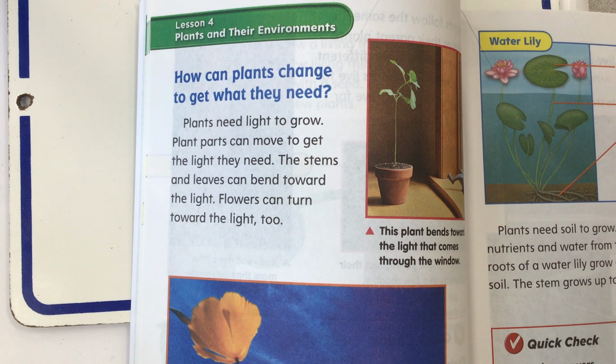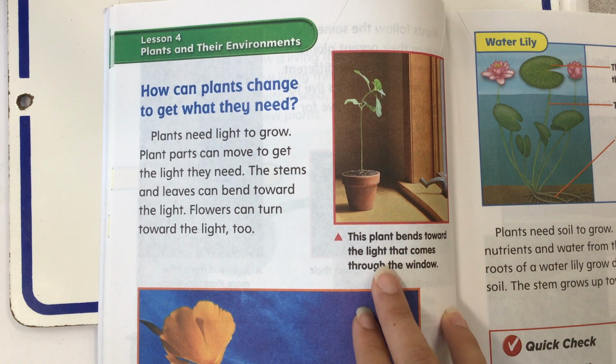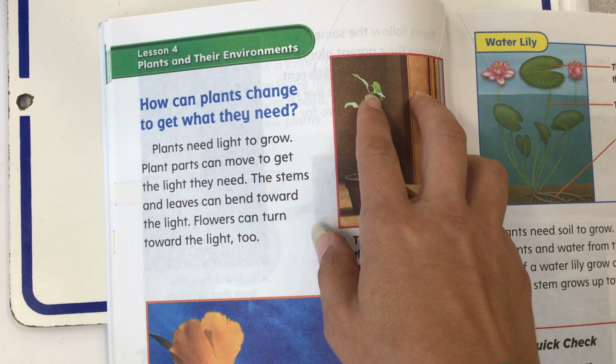Plants need light to grow. Plant parts can move to get the light they need. The stems and leaves can bend toward the light. Flowers can turn toward the light too. This plant bends toward the light that comes through the window. So you can see a small little bend here in this part of the stem.